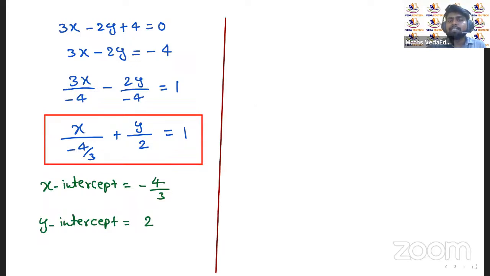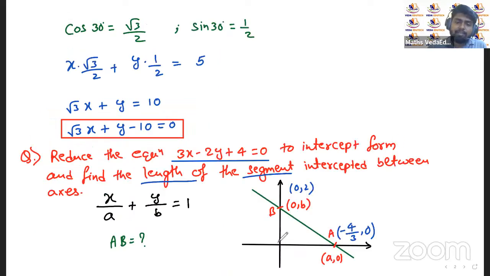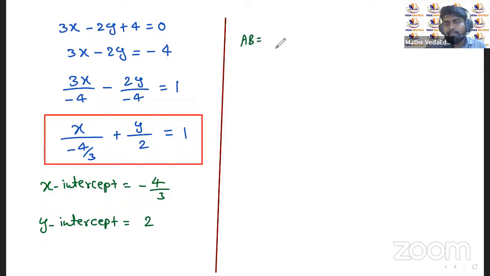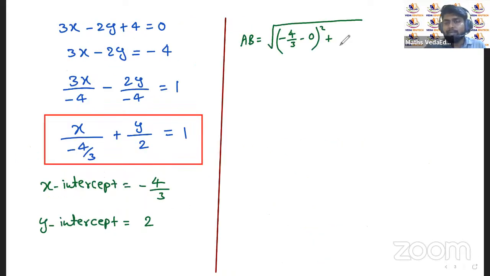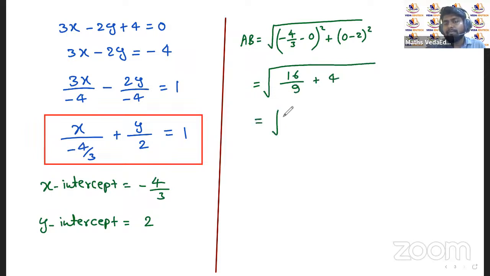So the distance formula says if we have 2 points x1, y1 and x2, y2, we can directly write distance is nothing but square root of x2 minus x1 whole square plus y2 minus y1 whole square. So after applying the same formula, we get distance AB, that is the required distance, square root of (4 by 3 minus 0) whole square plus (0 minus 2) whole square. So finally, we got 16 by 9 plus 4.